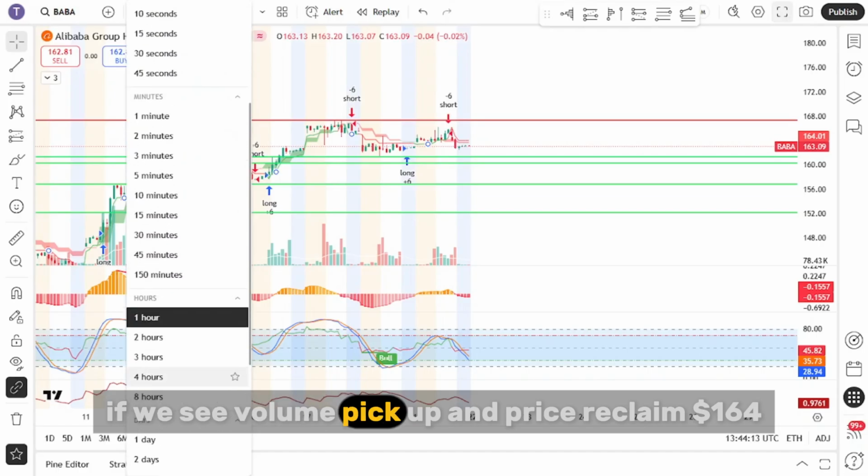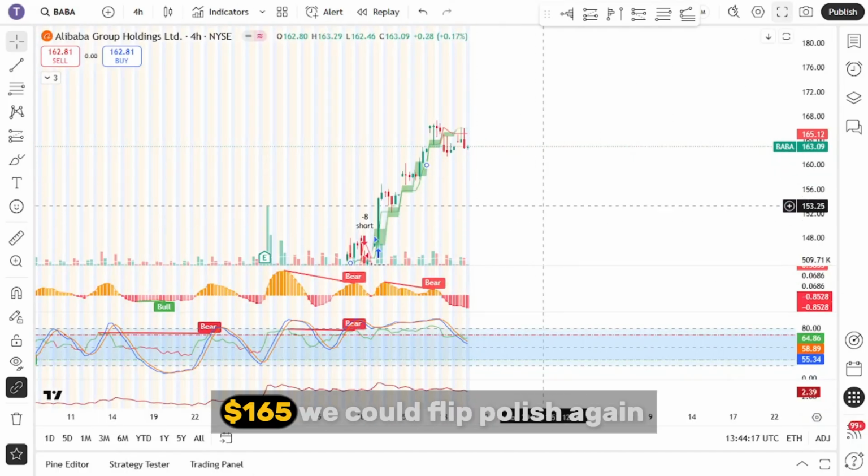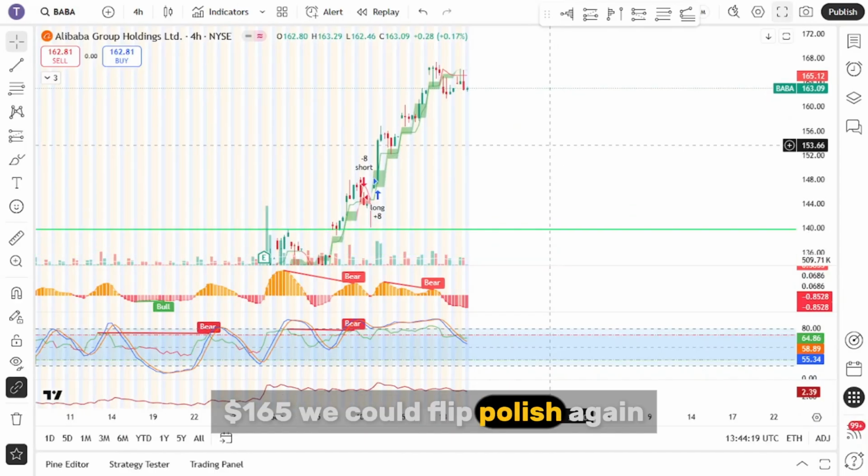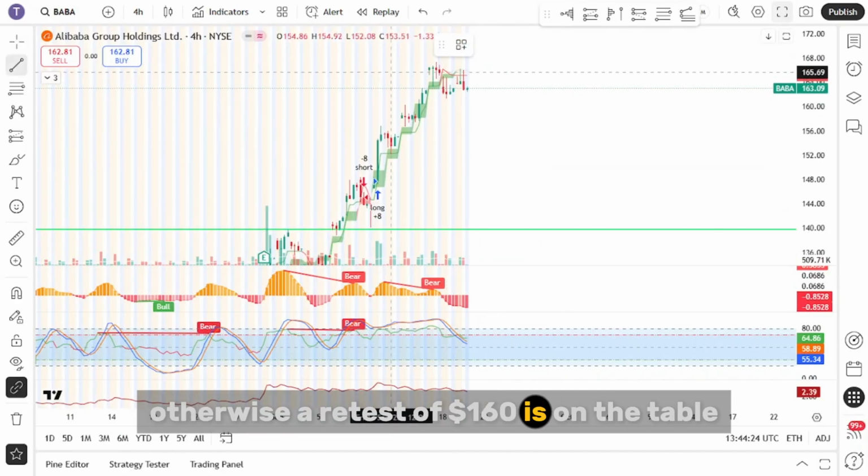If we see volume pick up and price reclaim $164, $165, we could flip bullish again. Otherwise, a retest of $160 is on the table.